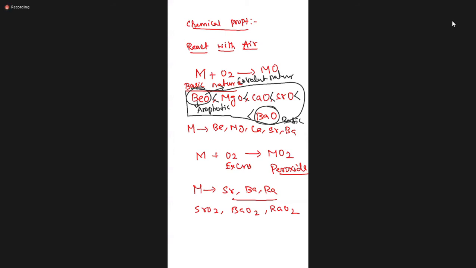BeO is insoluble in water because it is covalent. But the rest of the oxides are ionic. They are soluble in water. BeO and MgO are insoluble in water. The rest are soluble in water. BeO and MgO have covalent character. The rest of the oxides have ionic character. Down the group, basic nature of oxide increases. BeO is an amphoteric oxide. The rest of the oxides are ionic oxides.